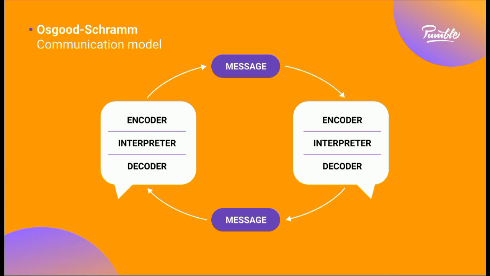The Osgood-Schramm model emphasizes communication as a two-way process where both participants act as sender and receiver simultaneously. It introduces the idea of encoding, decoding, and feedback, making communication more interactive and dynamic. This model also accounts for shared experiences which influence how messages are interpreted.